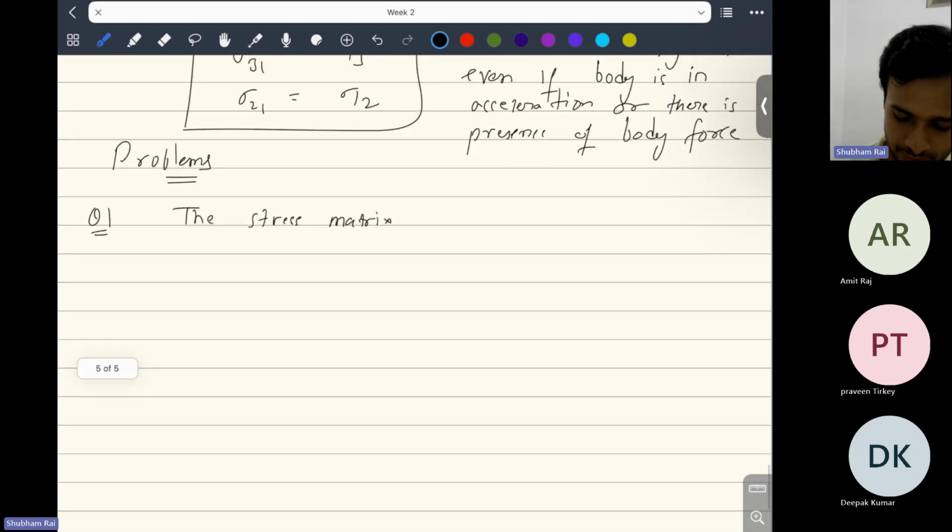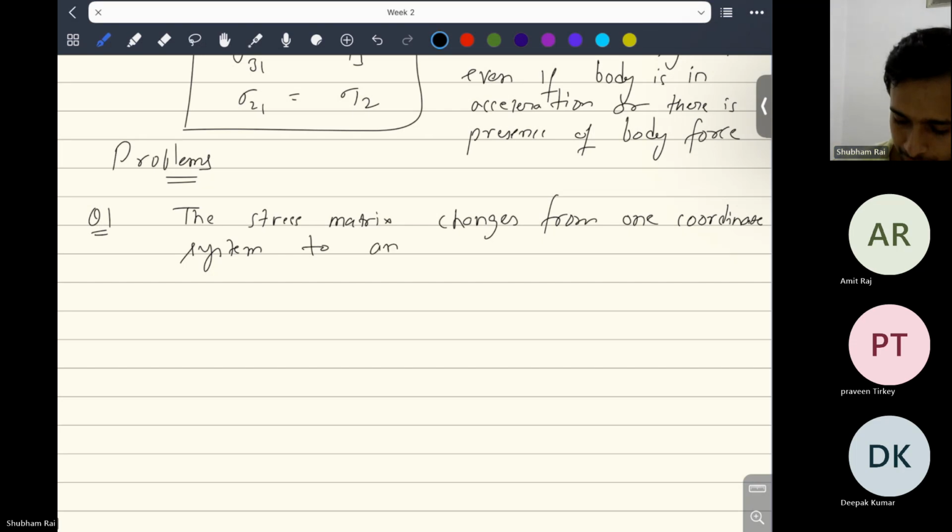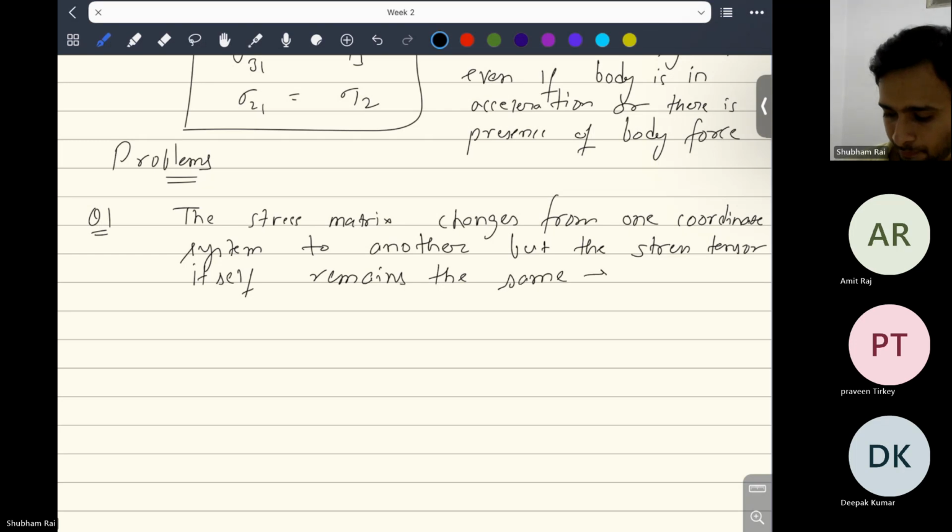Okay, so the question is: this stress matrix changes from one coordinate system to another, but the stress tensor itself remains the same. So can you tell me whether this is true or false?